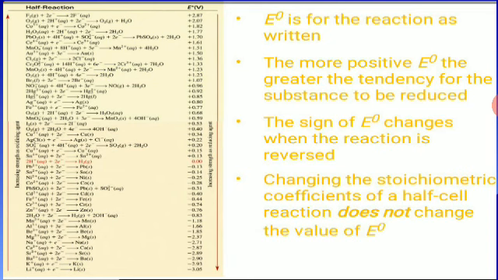E naught is for the reaction as written, and the more positive the electrode E naught value, the greater the tendency of the substance to get reduced. The sign of E naught changes when the reaction is reversed. Changing the stoichiometric coefficient of a half cell reaction does not change the value of E naught.